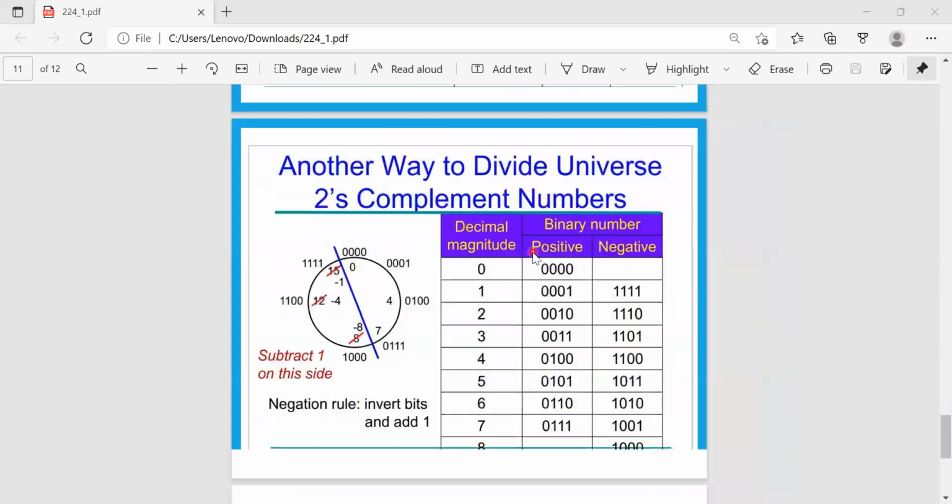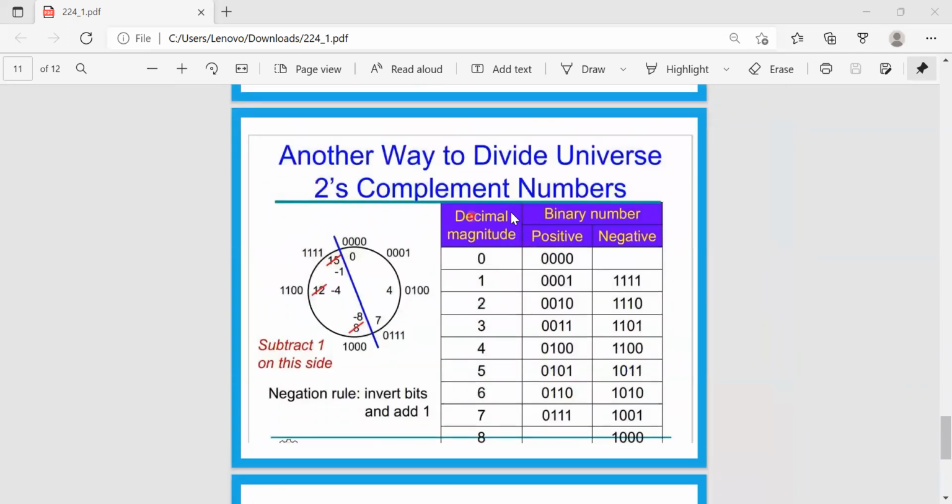So mostly we are going to use only two's complement numbers. Here, positive numbers are defined with MSB equal to 0, and negative numbers are defined with an initial MSB of 1, and there is no number representing minus 0. So there is a number representing minus 2 to the power n, where n is the total number of digits.